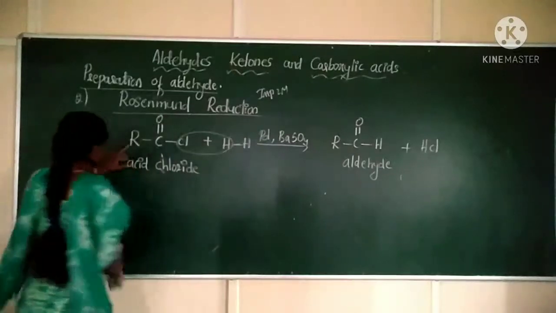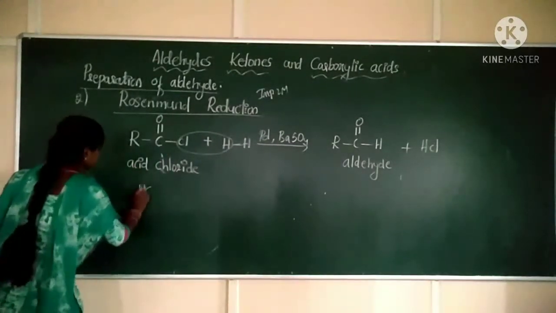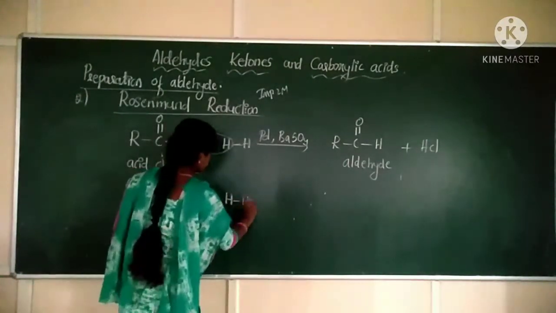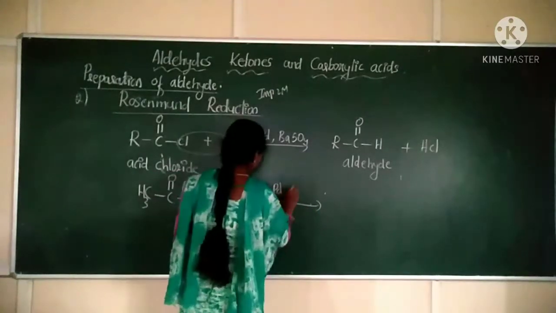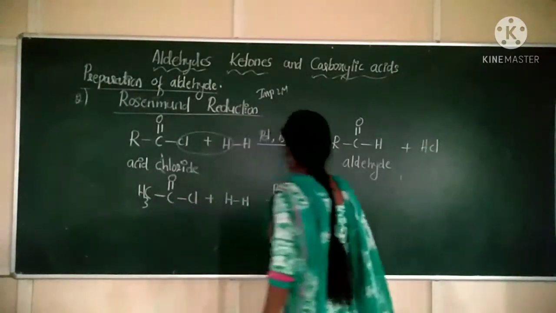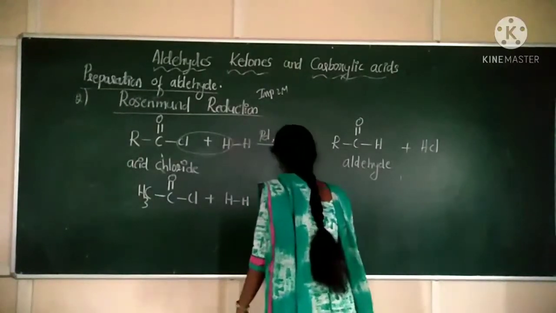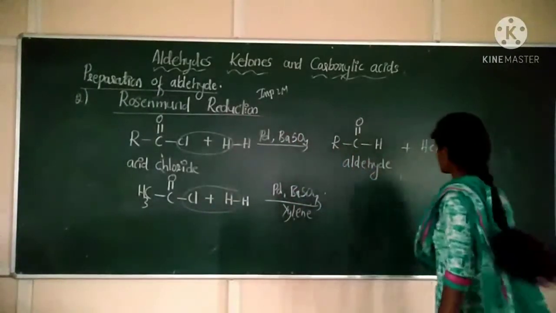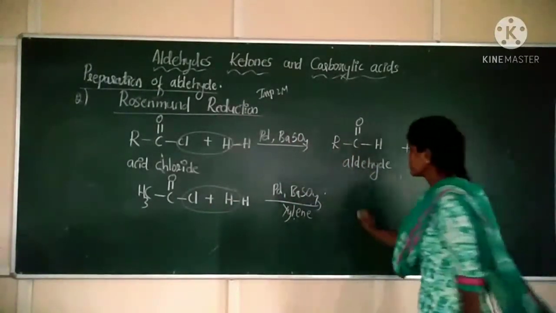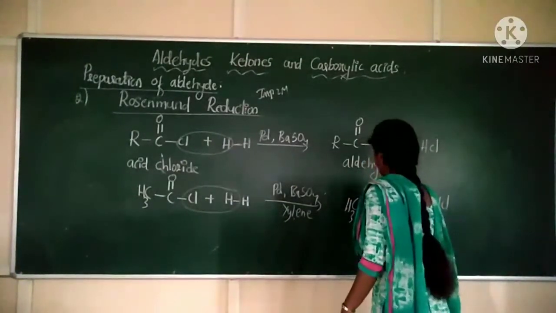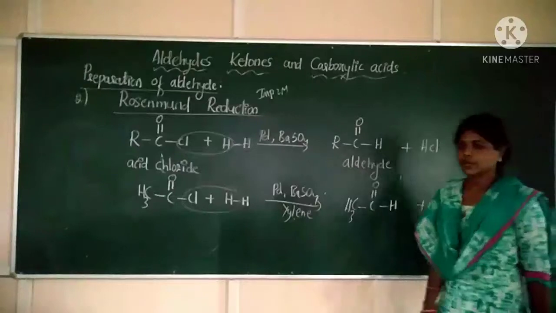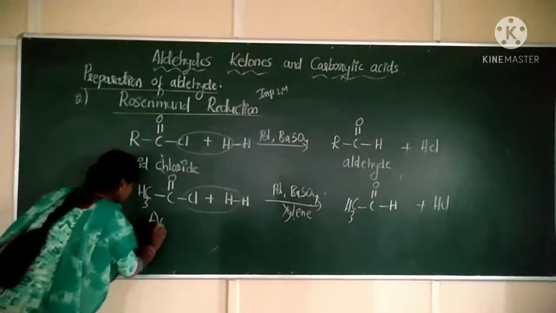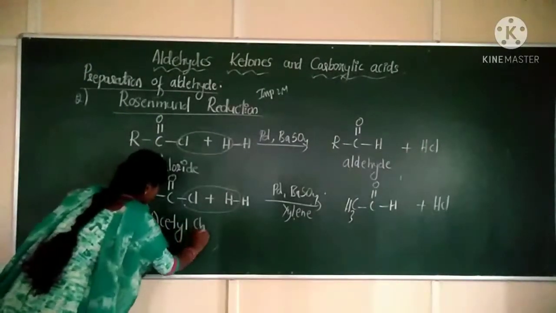Write an example for it. In place of R, take CH3, C double bond O, Cl plus hydrogen. It gives palladium, barium sulfate. The medium here is xylene. Okay, the reaction is carried out in xylene medium. Remove HCl again. What remains? CH3, C double bond O, H. Now, what is the name for it? Write it as acetyl chloride. Two carbons are there.